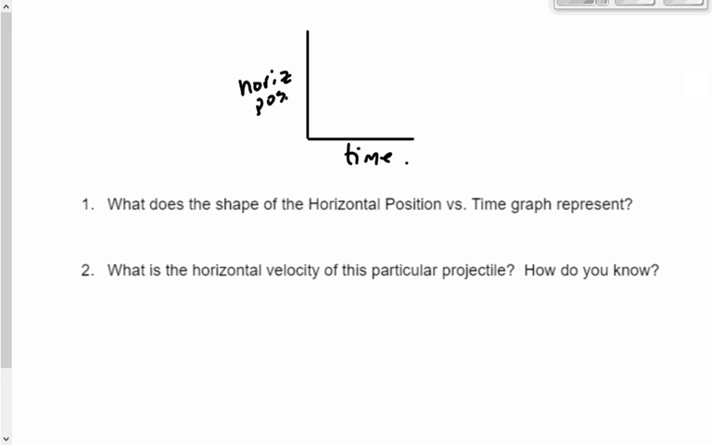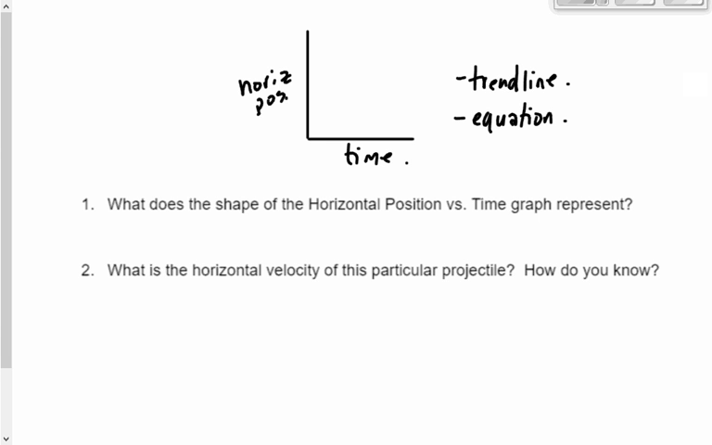Whatever that graph looks like, I want you to draw a trend line, and I want you to draw a best fit line. That's right, I want you to label the equation. And then I want you to answer these 2 questions. What does the shape of the horizontal position versus time graph represent? So if it's a straight line, what does it represent? If it's a curved line, what does it represent, right? Acceleration, constant velocity, not moving, whatever the case may be.